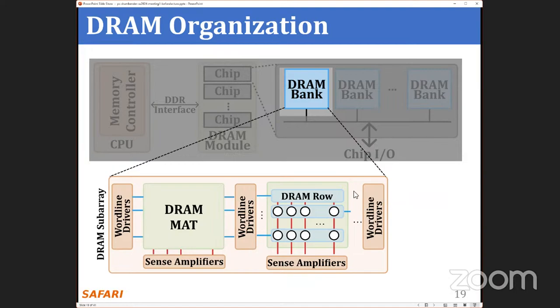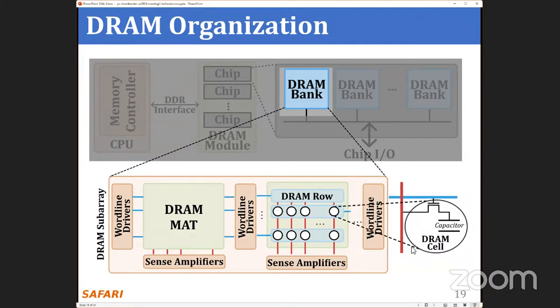A row of DRAM is controlled by a word line, the horizontal blue lines as shown here, and column-wise the cells are connected by a vertical red line called a bit line. A word line is driven by word line drivers, and the bit lines are connected to a row of sense amplifiers that is responsible for accessing the information stored in the DRAM cells.